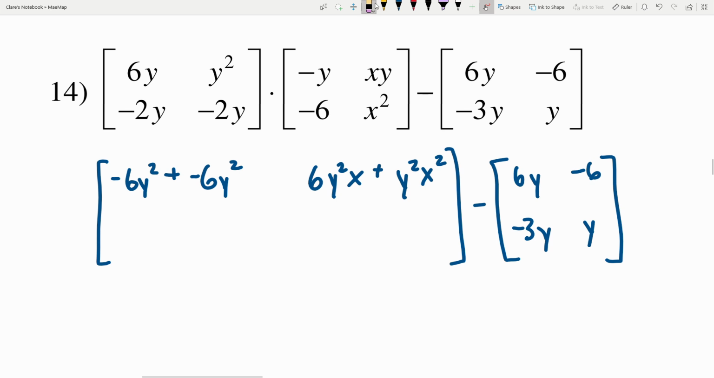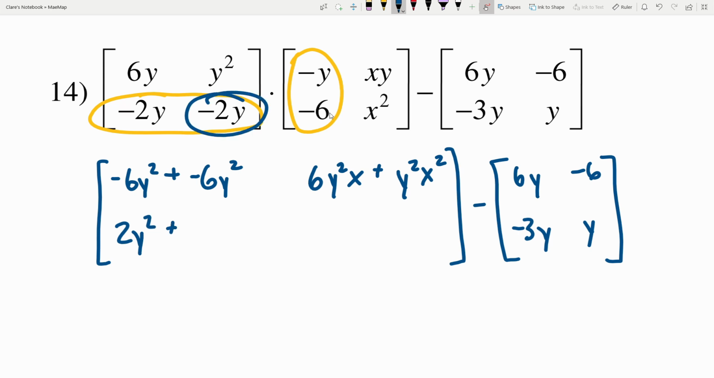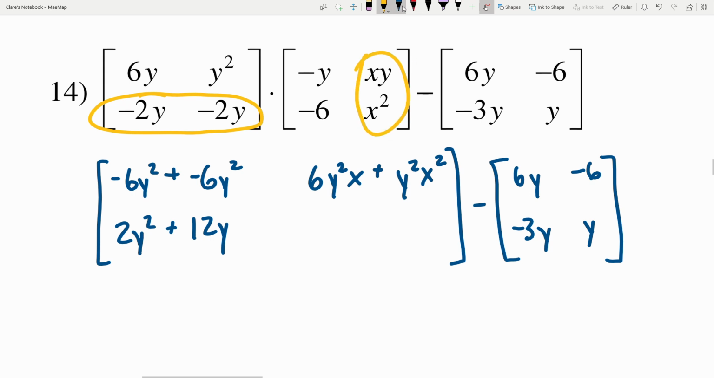Now moving on to the second row, I'll do negative 2y, dot it with negative y, negative 6. Negative 2y times negative y is a positive 2y squared, and that will be added to negative 2y times negative 6, which is a positive 12y. And then, second row, dot it with second column. Negative 2y times xy is negative 2y squared x, and I'll be adding that to negative 2y times x squared, which is negative 2y x squared.